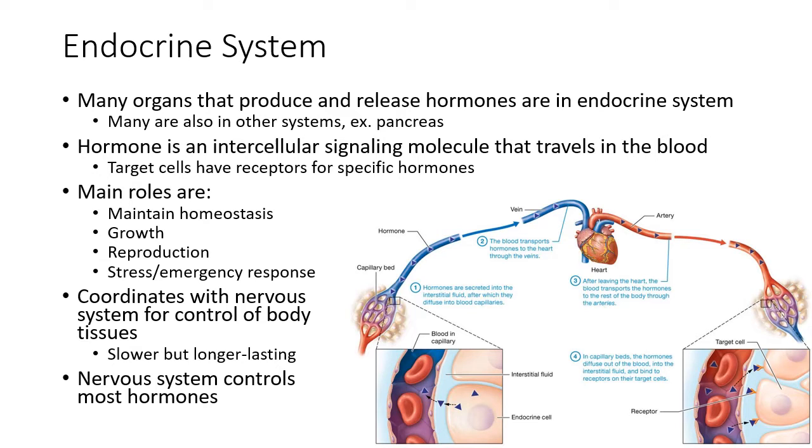Then I guess the final point is just that the nervous system is usually in control of hormone release. There's some exceptions to that. There's some hormones that are controlled in different ways, but the nervous system usually is either primarily responsible for controlling hormone release from endocrine organs, or it can play some role in controlling the release of hormones.